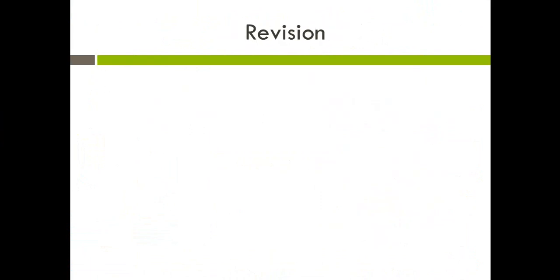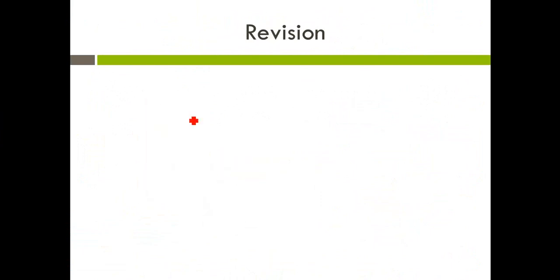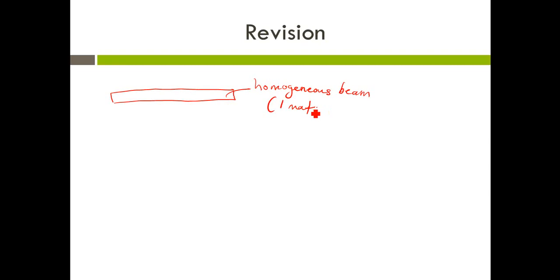So before we start, let's do some revision from the previous video. Let's say you have a beam, a homogeneous beam. So the beam is made from one material only, or single material.